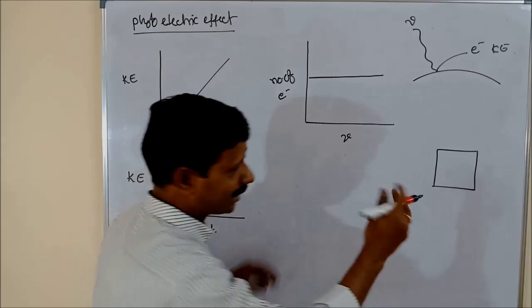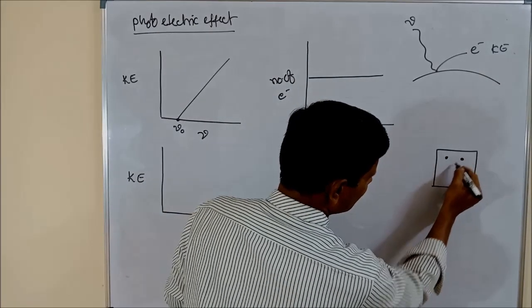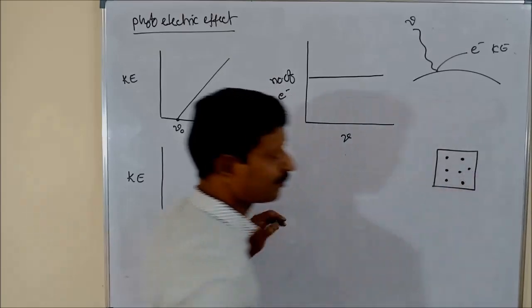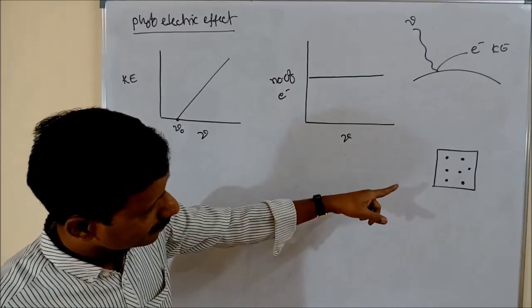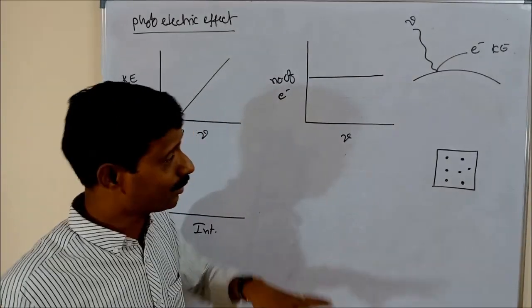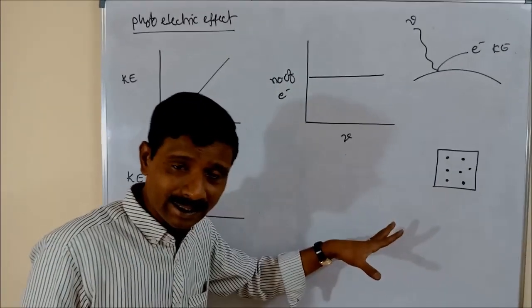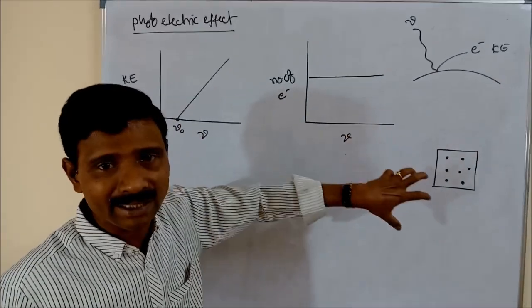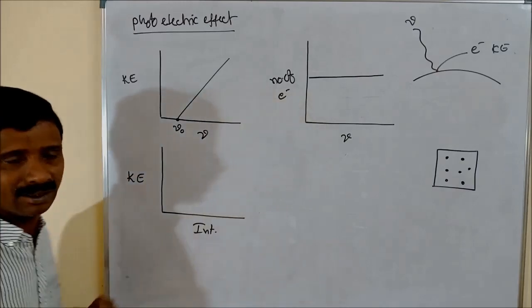On a unit area of metal surface, how many photons are falling? Imagine each dot represents one photon. So now there are 7 photons, so the intensity is 7. Suppose 10 photons, the intensity is 10. Like that, the number of photons falling on a unit area is what we call intensity.